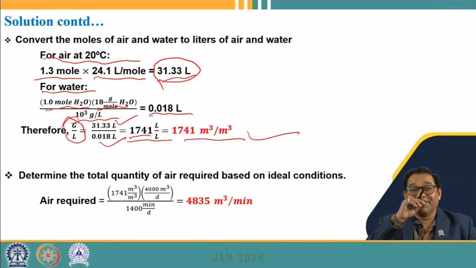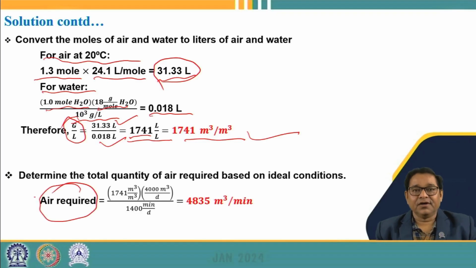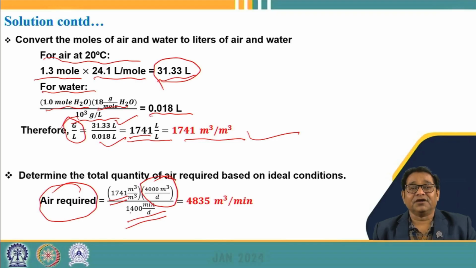From this G by L ratio we can find out how much air is required for a given rate of flow. The rate of flow we have is 4000 meter cube per day. So if we multiply with this G by L ratio, which is 1741 meter cube per meter cube, and convert the day into minutes, one day having 1440 minutes, it comes to 4835 meter cube per minute. So this is basically the amount of air which will be required per unit time, which is per minute.